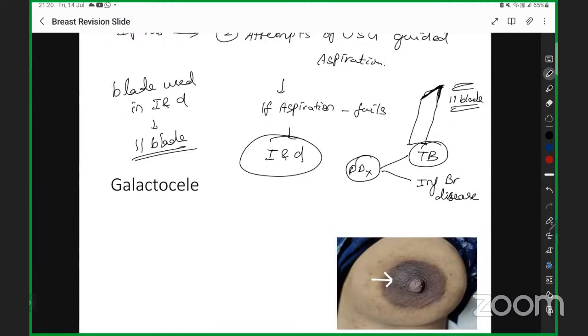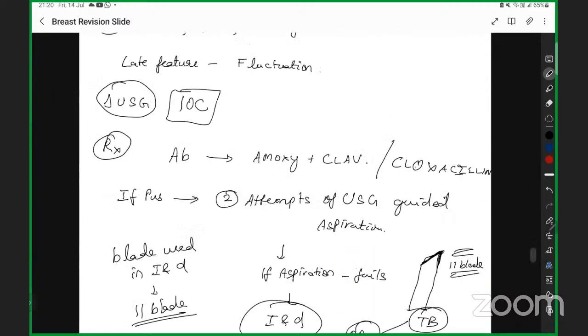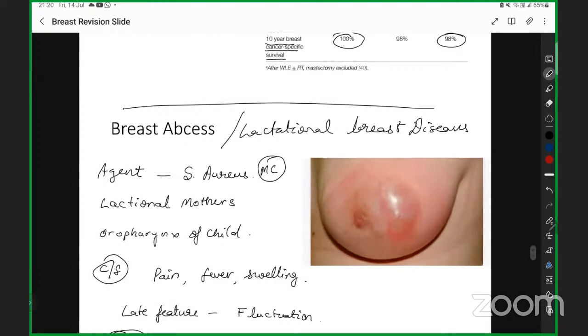If they ask for a third condition, Bailey and Love has added the third condition now. What is it? Idiopathic granulomatous mastitis. Always look at this picture, because they can ask you a picture-based question. If you are going to attempt your NEET PG in future, they'll be asking you the image-based question. So this is an image of breast abscess.